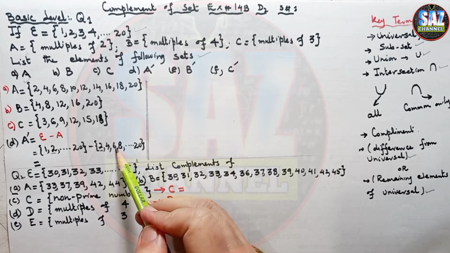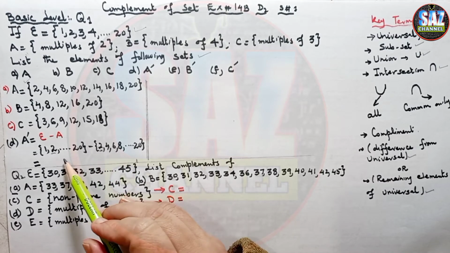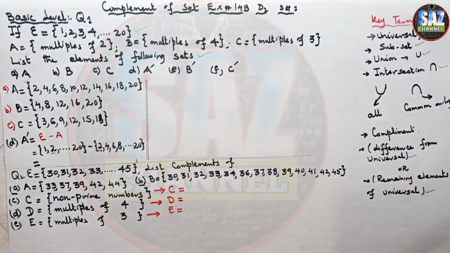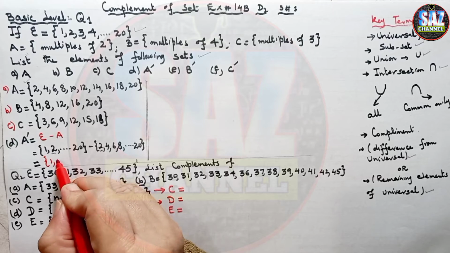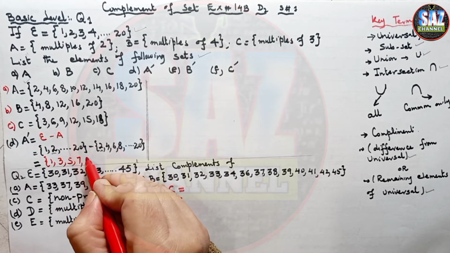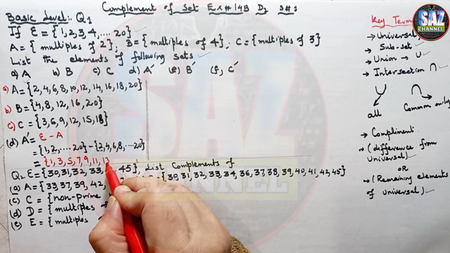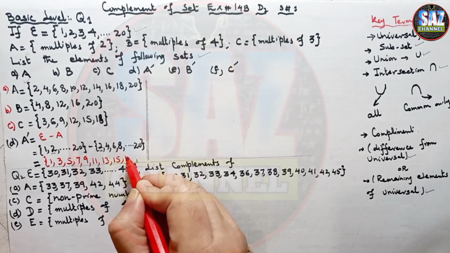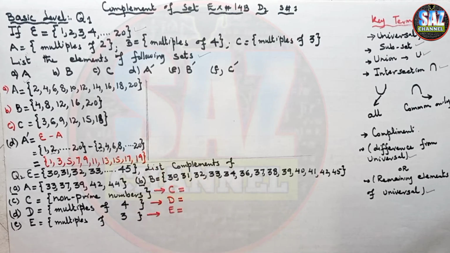So the multiples of 2 are coming at both places, so I'm going to exclude them, and A complement will consist of 1, then I do not have to write 2, then 3, 5, 7, 9, 11, and then 13, then 15, then 17, and then 19. I hope you are clear about A complement.